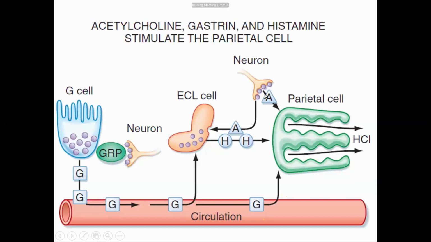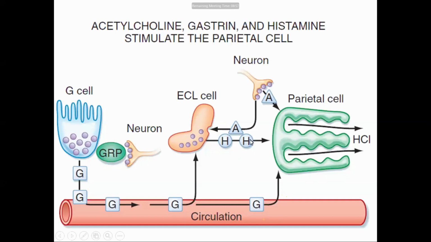So acetylcholine acts on the M3 receptor on the parietal cell. When acetylcholine acts on the M3 receptor on the parietal cell, what happens? There is an increase in calcium level. When calcium level is increased, the tubular vesicles present inside the parietal cells fuse towards the luminal side of the parietal cell, and HCl is secreted.